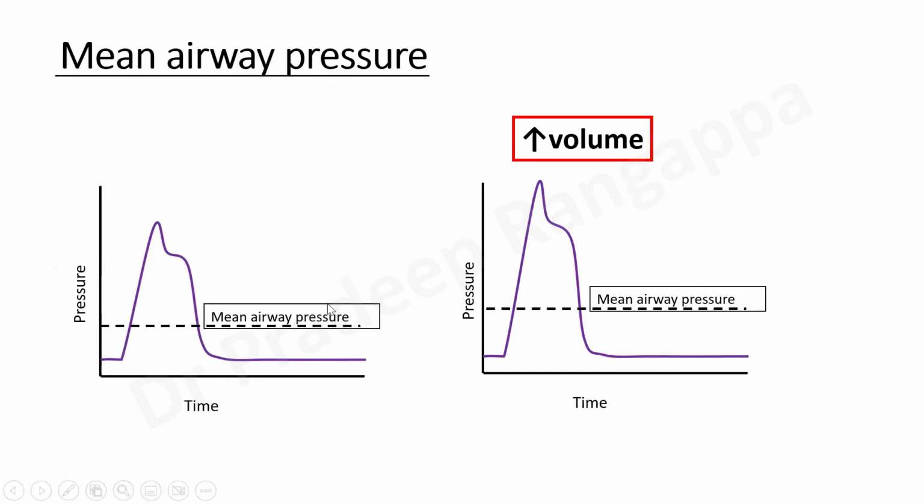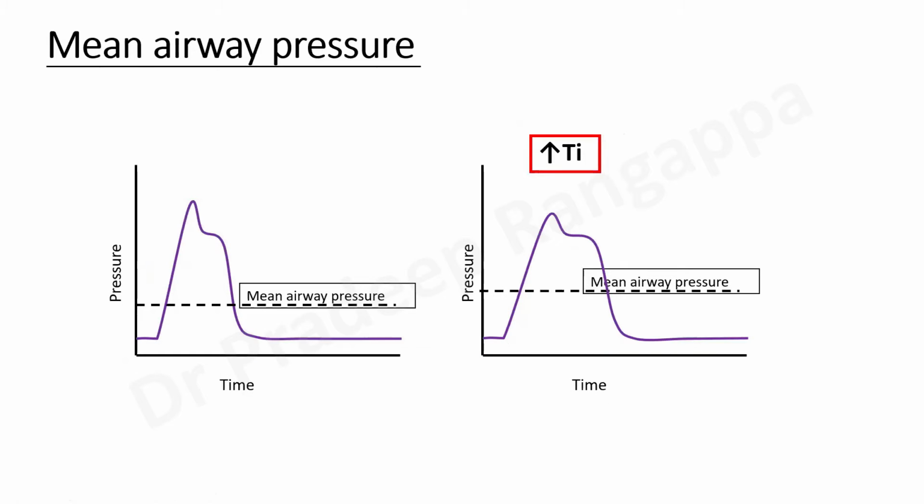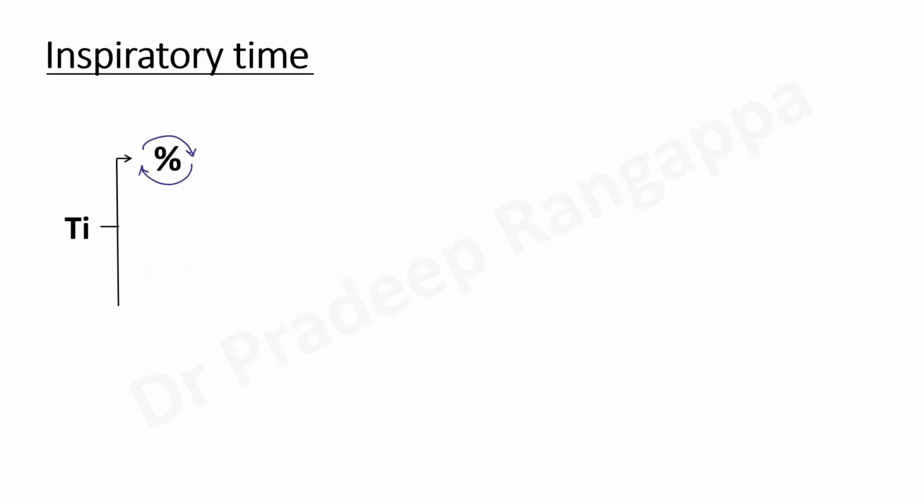If you look at the mean airway pressure, if you increase the volume, so the tidal volume, as you see, the mean airway pressure improves, and then your oxygenation also would improve. The second way of improving mean airway pressure is increasing the inspiratory time. If you increase the inspiratory time, you see the mean airway pressure increases, and that improves the oxygenation. So these are the variables that have influence on mean airway pressure. Volume is one, and inspiratory time is one.